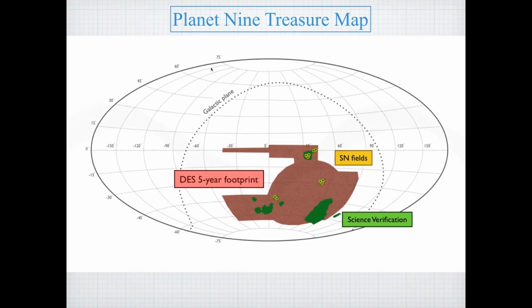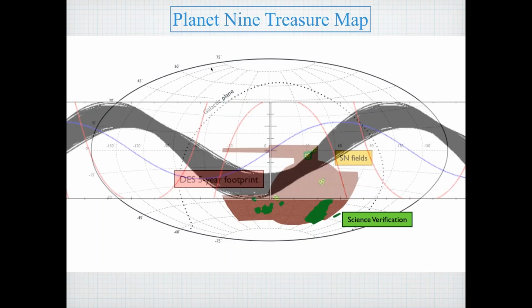and this is not a very scientific figure, but the black lines, which are their different models for Planet 9, parts of it go through our footprint. So we are looking for this thing in our data currently.